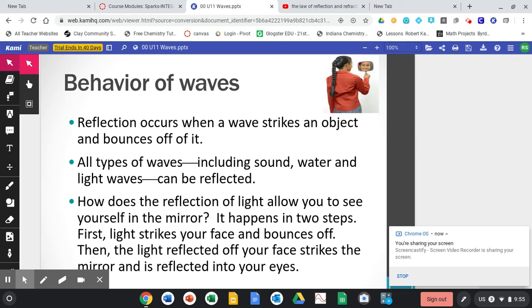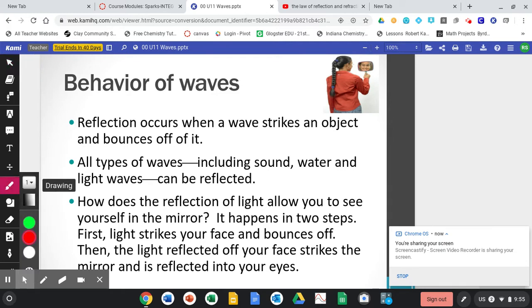All right, today let's take a look at some of the behaviors of waves. Pay attention to the vocabulary because this is where kids get a little bit mixed up on what means what. So we're going to first talk about reflection.